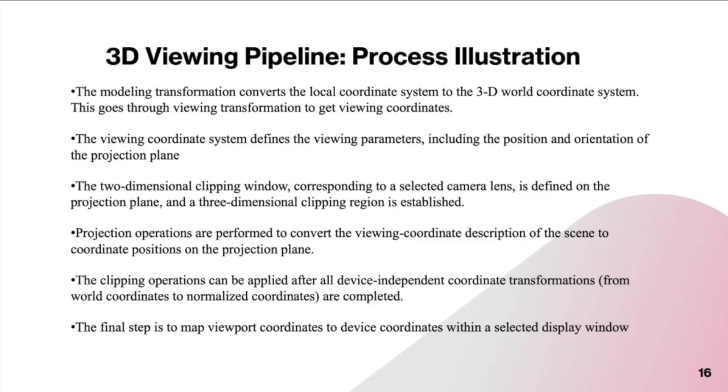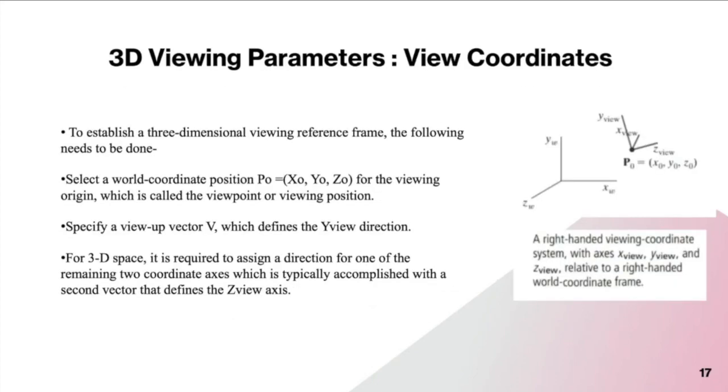The projection operations are performed to convert the viewing coordinate description of the scene to coordinate positions on the projection plane. The clipping operations can be applied for all device-independent coordinate transformations, from world coordinates to normalized coordinates, just like we saw in the image. Once they are completed, the final step is viewport coordinates to device coordinates within a selected display window.